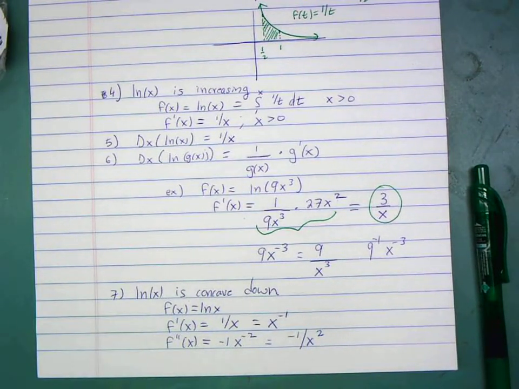So how does that prove that my ln function is concave down? The second derivative is always negative, isn't it? If the second derivative is negative, our function is concave down. Questions on that?